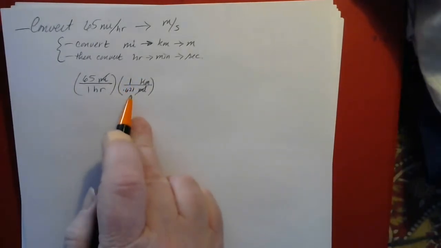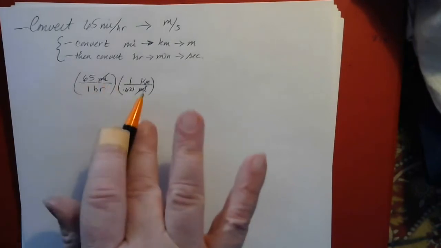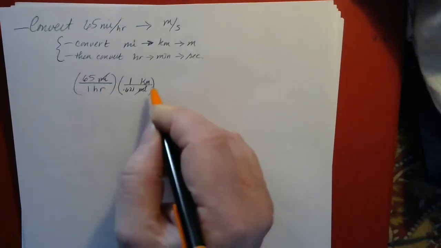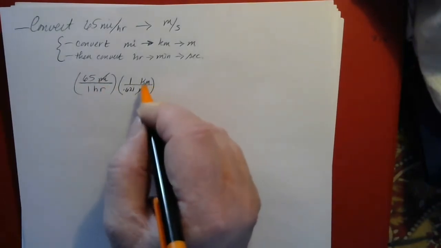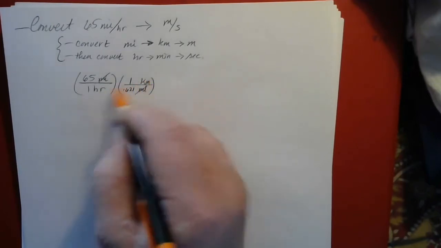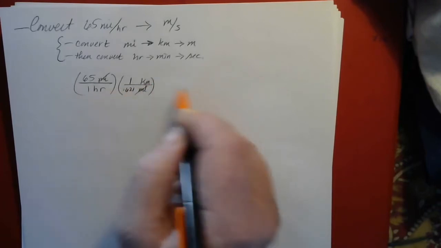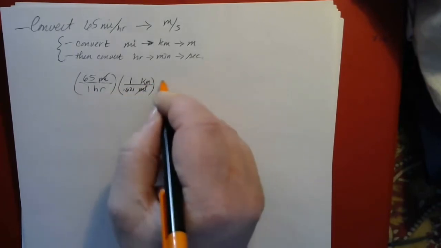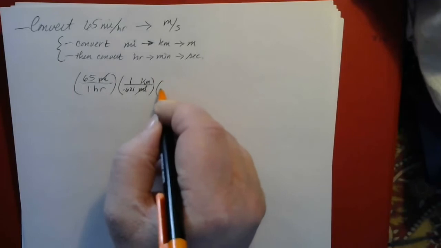Okay, so that's 1 kilometer for every 0.621 miles. Don't worry about doing anything with the numbers yet, because we're still looking at converting the units. Kilometers per hour would be the units that we would have if we stopped now and wrote down the answer. But that's not what we want, so I'm going to keep going.